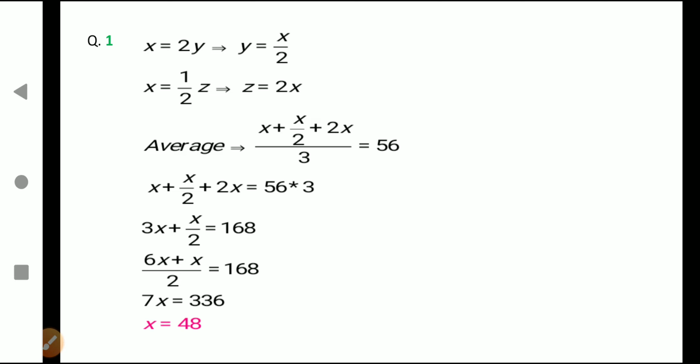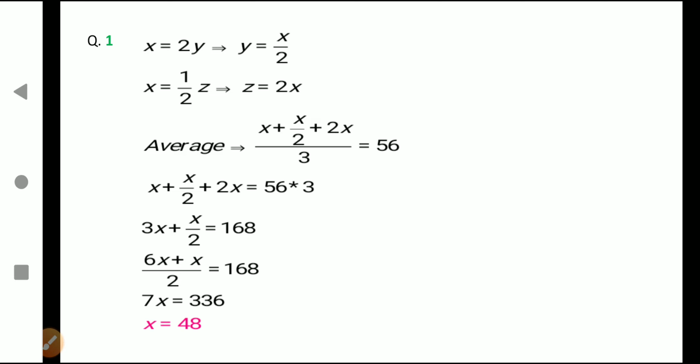So let us say the numbers are x, y, z. The first condition is x is equal to 2y, which means y is equal to x by 2. The second condition is x is equal to half of the third number, which means x equals 1 by 2 z, so z will be equal to 2x. Then the average, sum by 3, is equal to 56. So x plus x by 2 plus 2x, all divided by 3, is equal to 56.